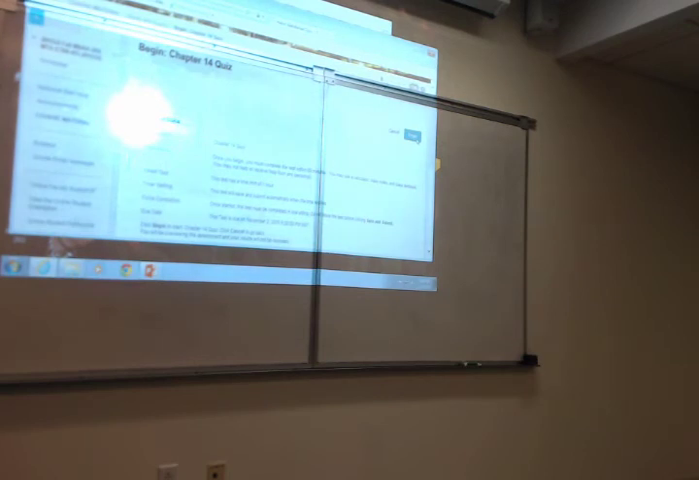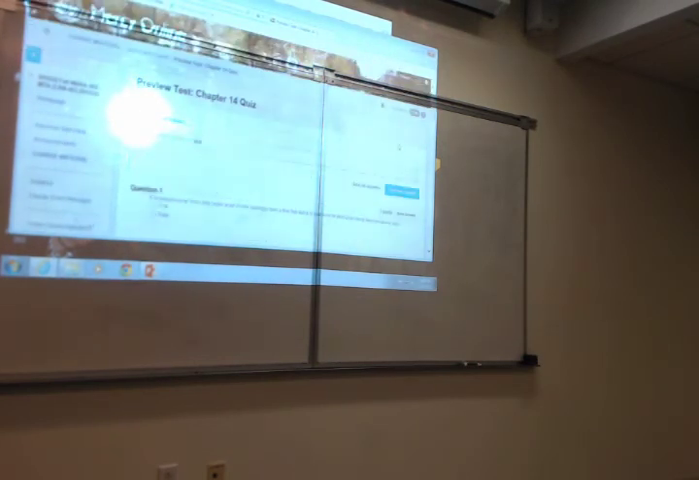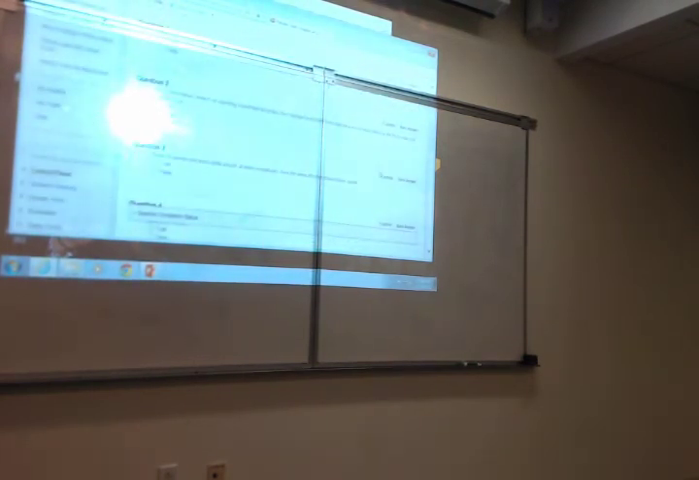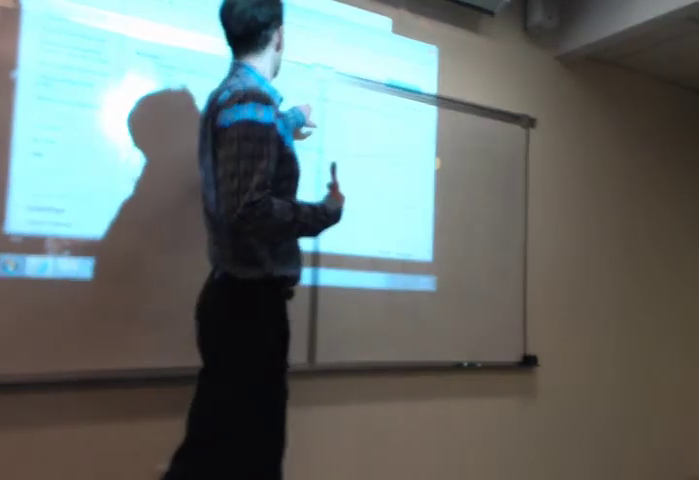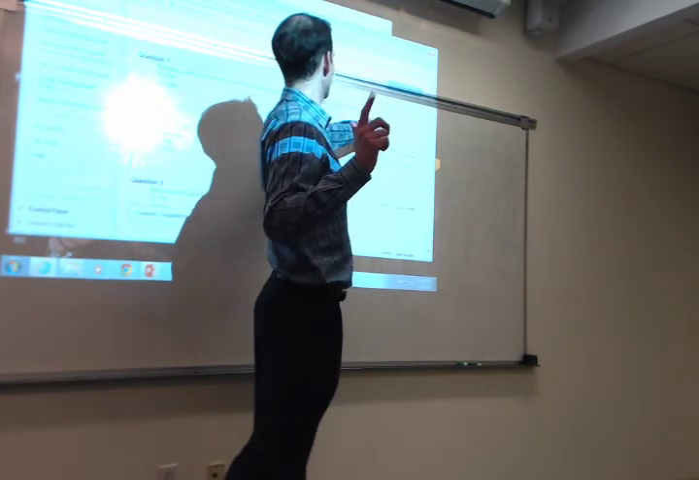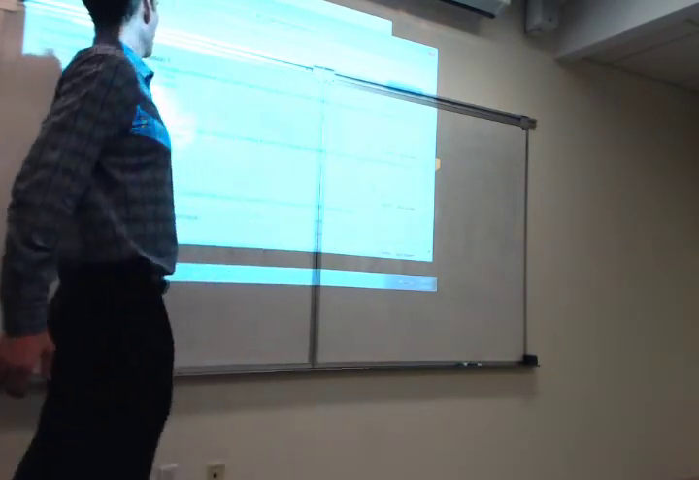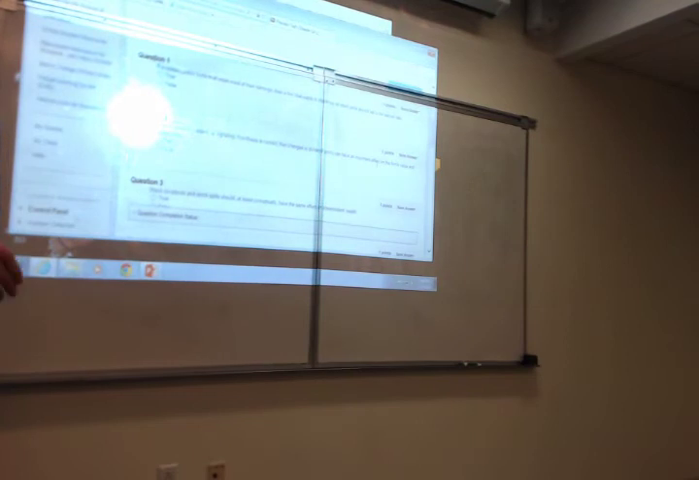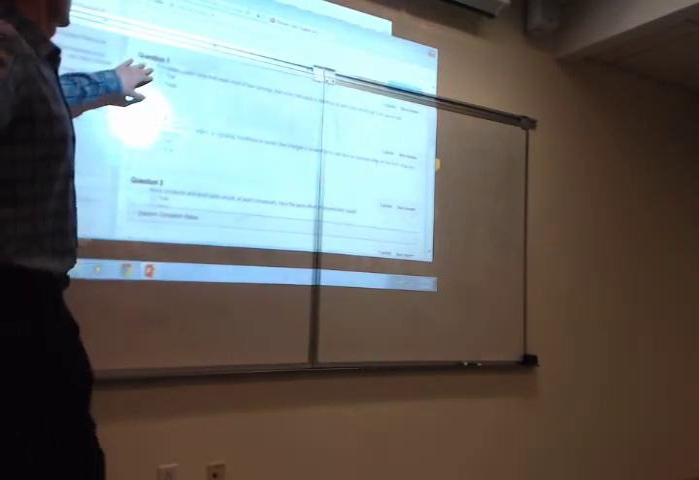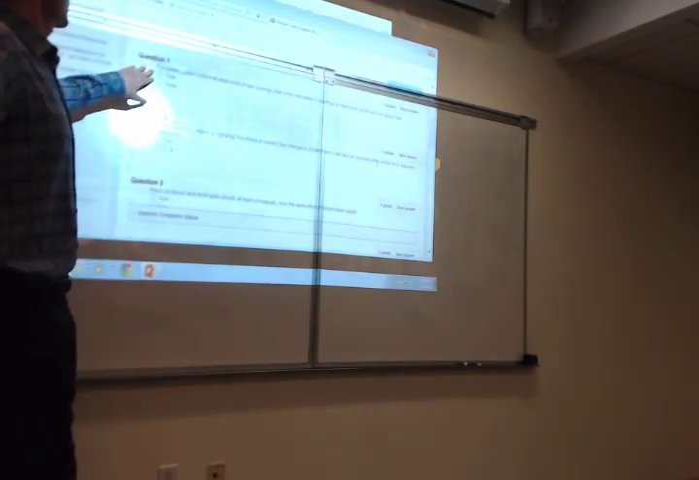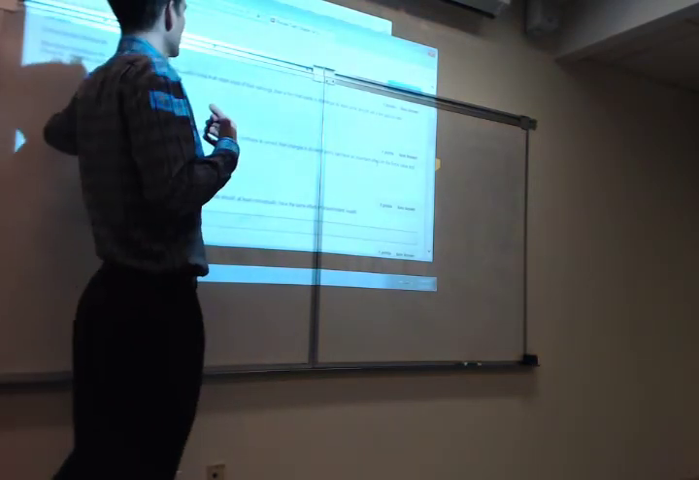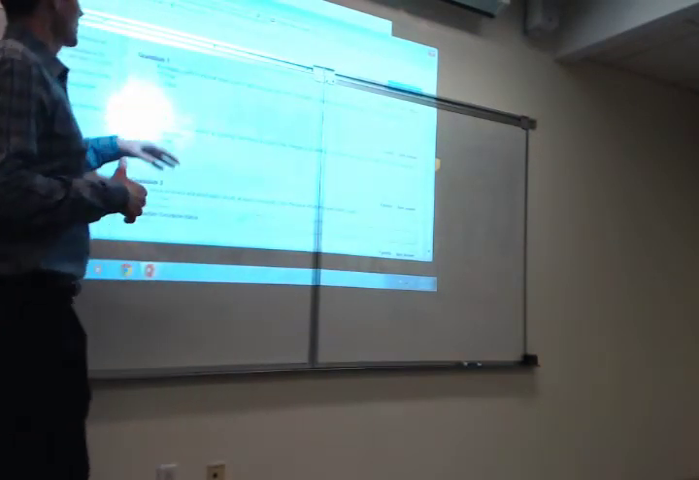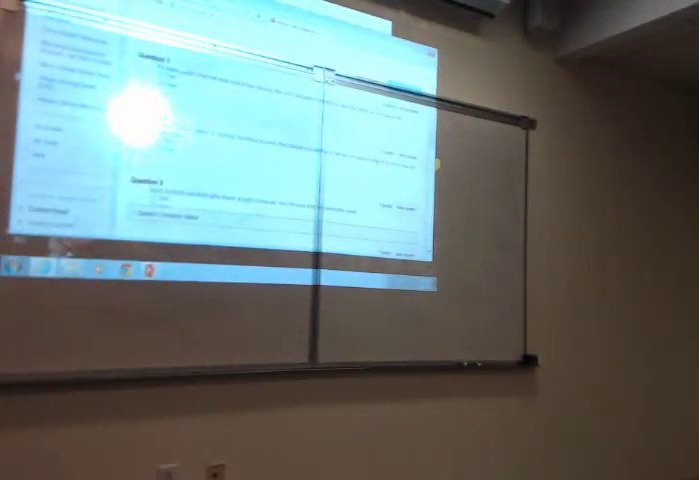Chapter 14 quiz. All right. If investors prefer firms that retain most of their earnings, then a firm that wants to maximize its stock price should set a low payout ratio. Yes, I like it. Investors prefer firms that retain most of their earnings. They should set a low payout because of the clientele effect. Yes, true.